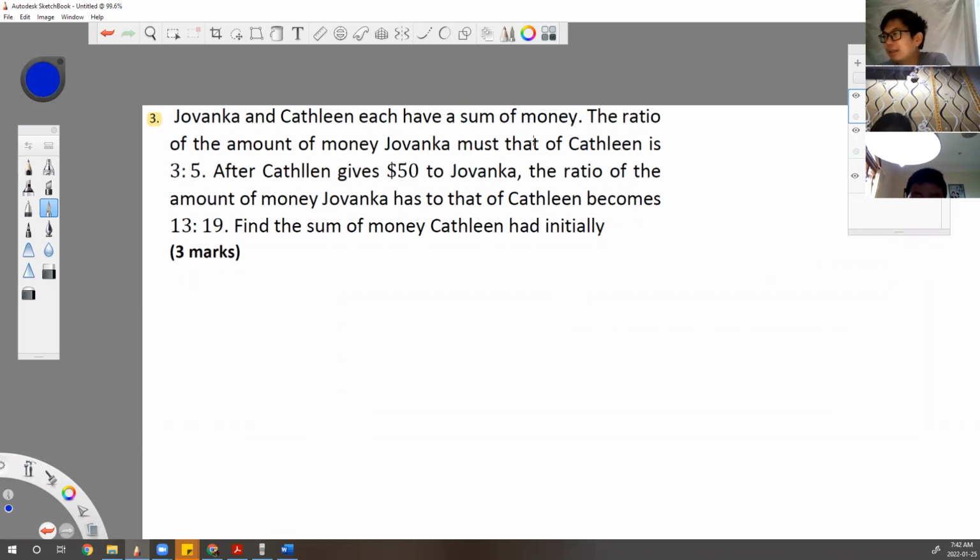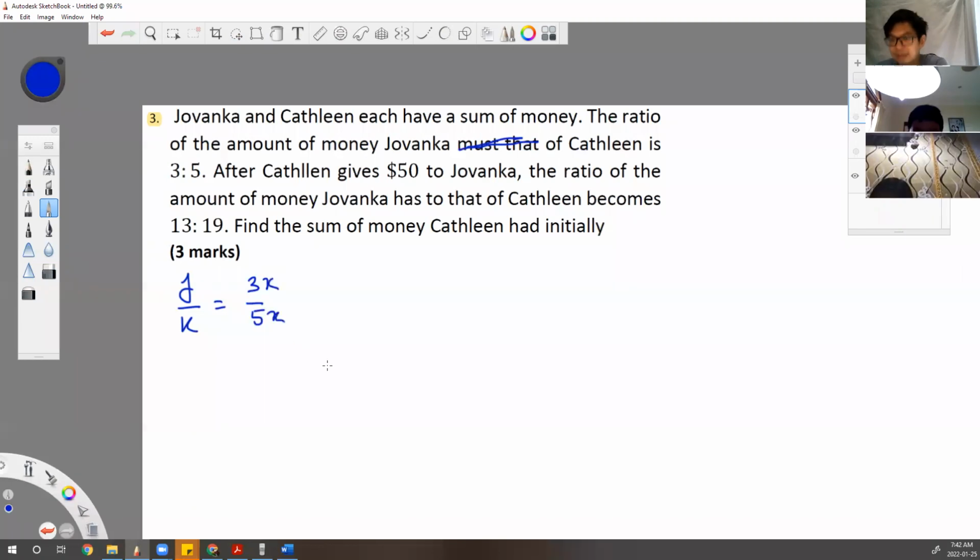I don't think we need to do this. The amount of money Jovanka has to Kathleen is 3 by 5. Okay, so Jovanka by Kathleen equals 3 by 5, right? Or 3x by 5x. Okay.